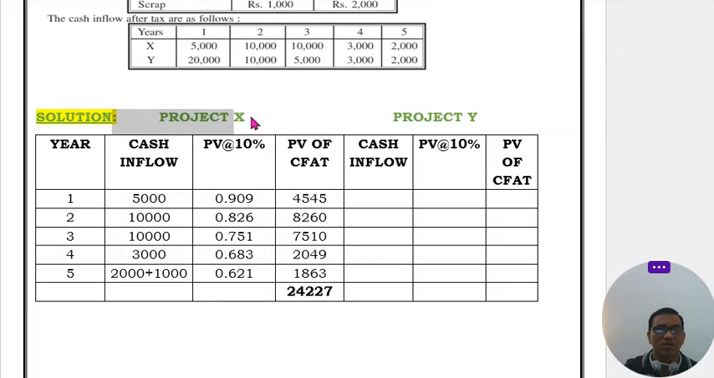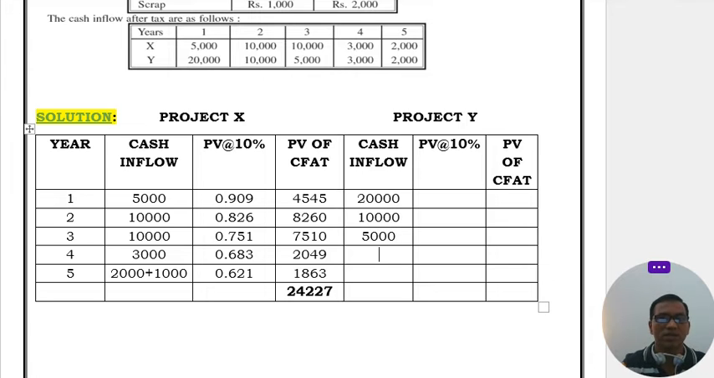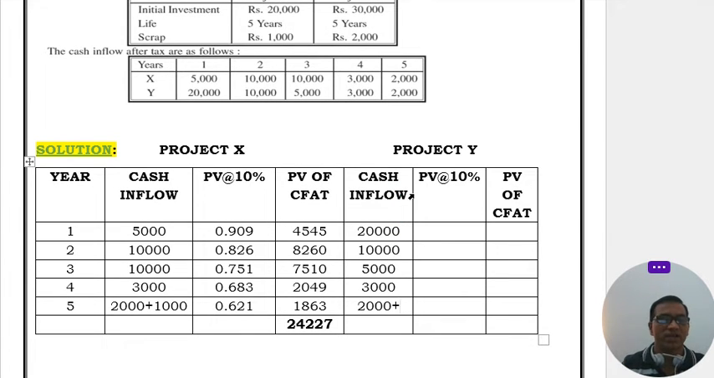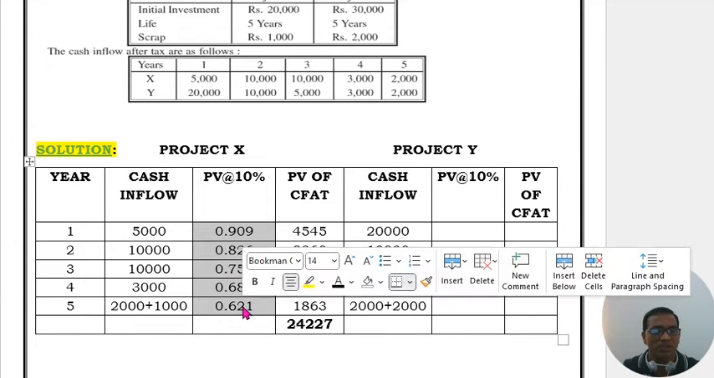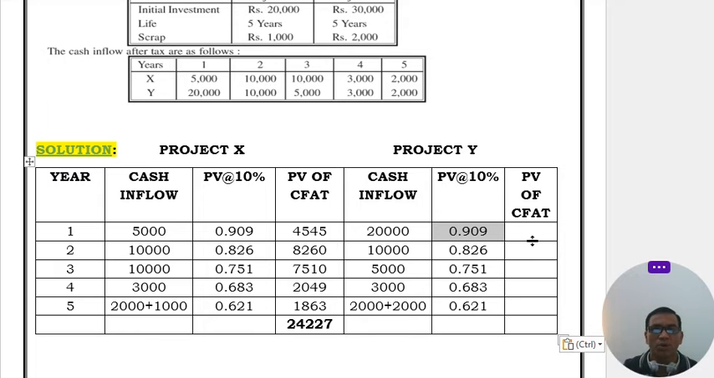And we will do the same calculation for project Y. What is the project Y cash inflow? First year 20,000, 10,000, 5,000, 3,000. Last year 2,000 plus scrap value of project Y 2,000. So scrap value is also considered as a cash inflow, keep in mind. And 10% table values, the same table values. And now multiply.